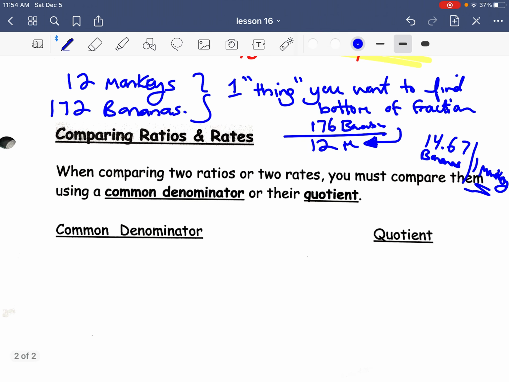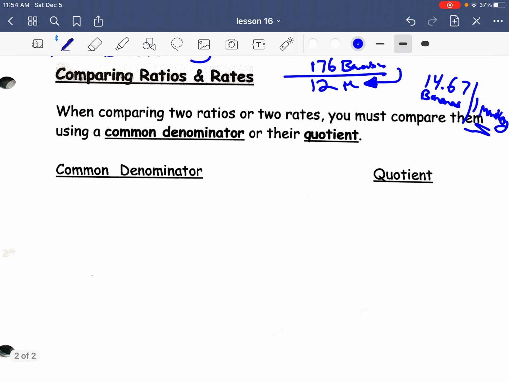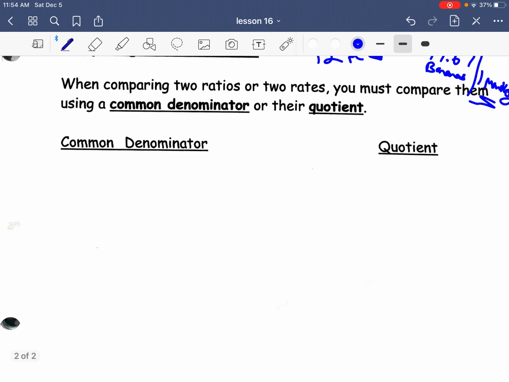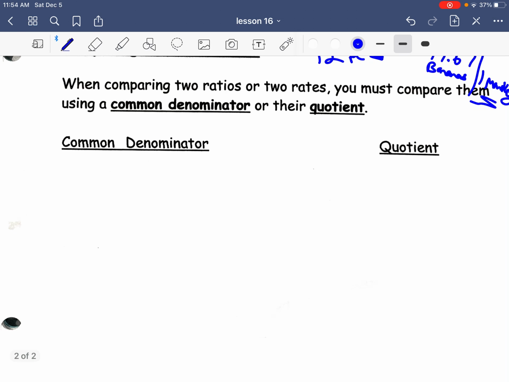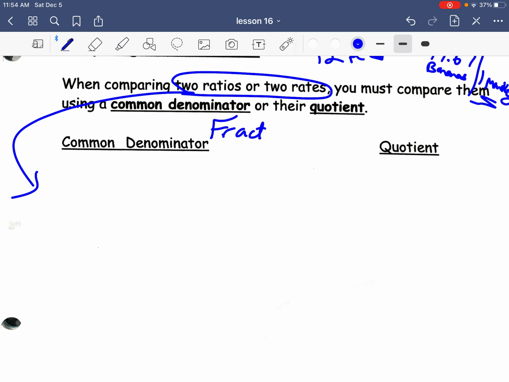Next part. So there's 4 parts to this lesson, right? What is a ratio? What's a rate? How do you do unit rate and how do you find it? And then comparing ratios and rates. So this one here, we have lots of different methods, but if we're talking about ratios or rates, we're just talking about fractions, right? These are just fractions. They're a number compared to a number.